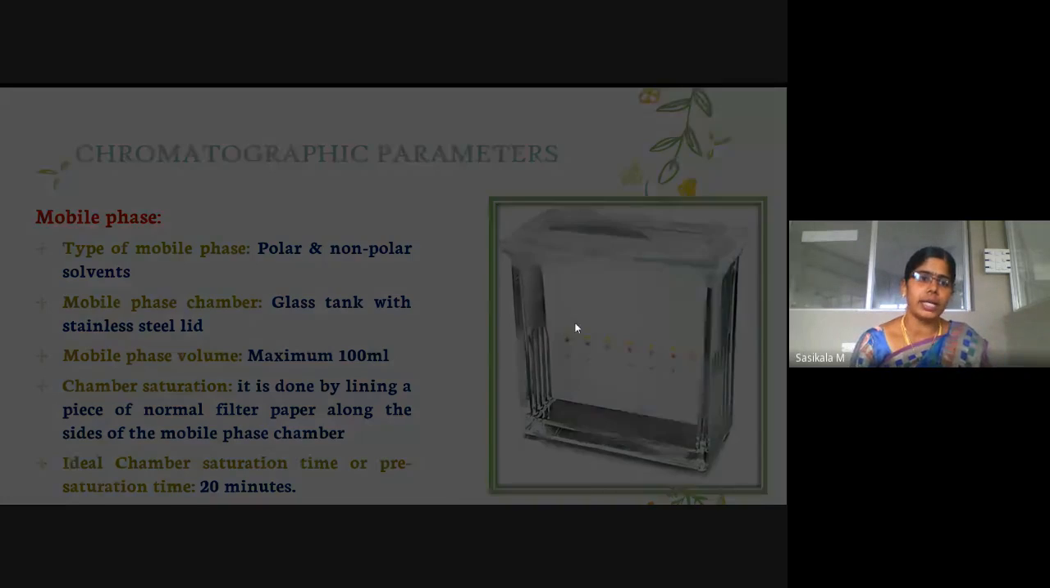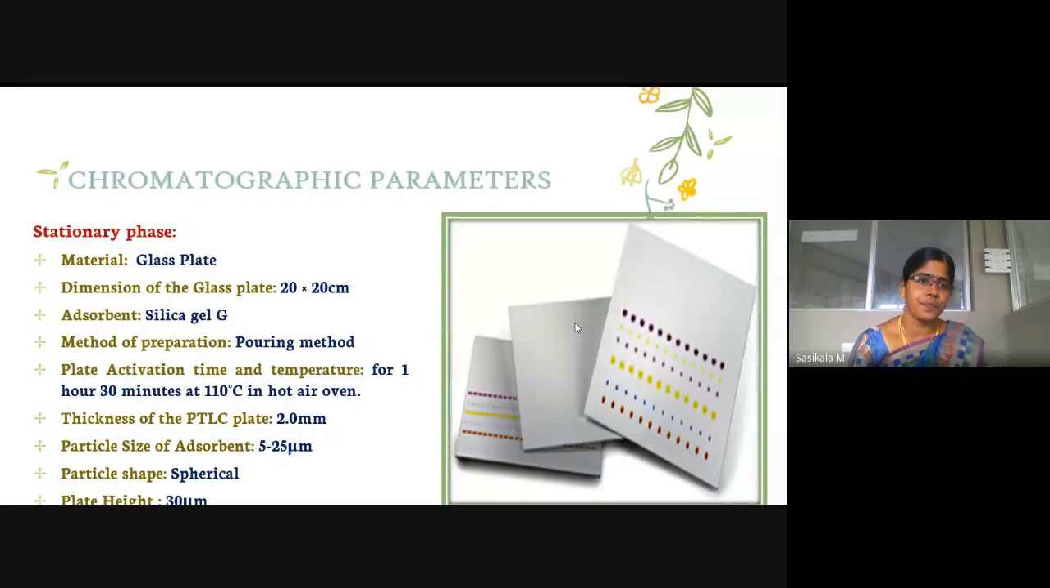But you have to read comparatively with the TLC. The material used in TLC was a glass slide; here it is a glass plate. The dimension there was only 7 centimeter, here 20 into 20 centimeter. The adsorbent is the same, and the method of preparation is also the same.